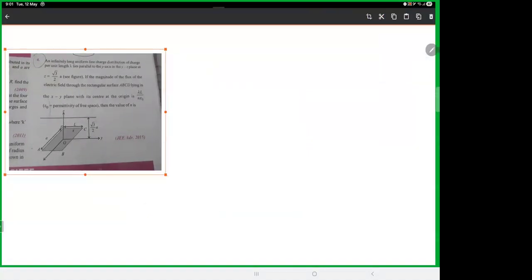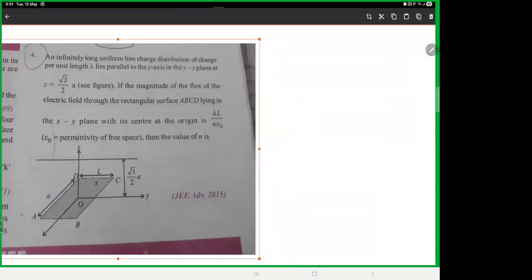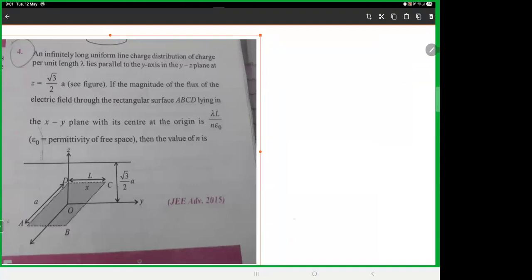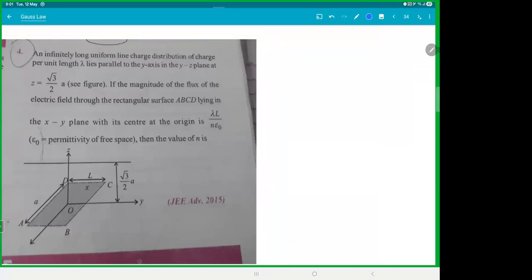This is a JEE Advanced 2015 question. Let's see how you will handle this. Read the question. Everything that you need is there. I won't explain the question. Try for 2-3 minutes, then I'll show you.